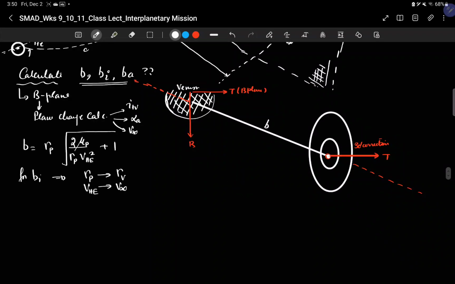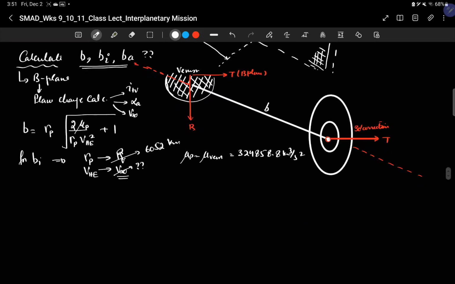Since we can calculate the value of RV, that is not a problem. The value of the capital RV is 6052 kilometers for Venus. But what we don't know is the value of V infinity here. Just for the record, the mu of Venus, which is very close to that of the Earth, is 324858.8 kilometer cubed per second squared. Therefore, now we have to find the value of V infinity. This V infinity depends on our arrival at the planet.